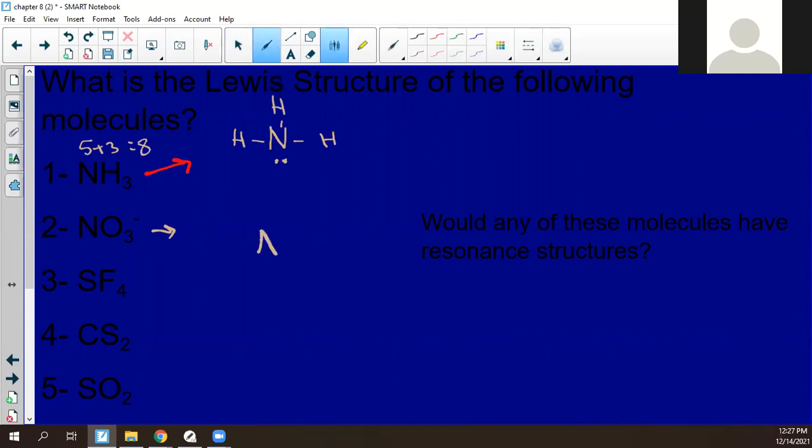NO3 minus, you have an N, an O, an O, and an O. I'm gonna connect all of them. I'm gonna octet all the oxygens. And then I'm gonna try to complete the octet on nitrogen. Does all that work?